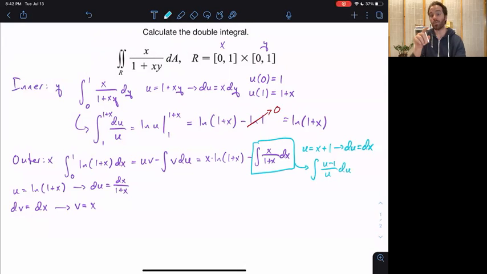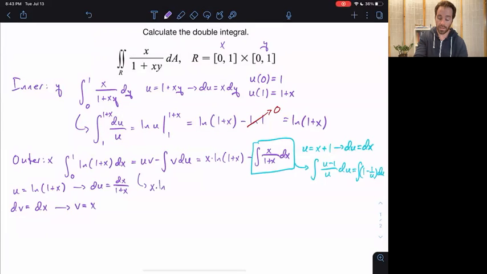Clever, huh? And now you get to separate it out because now you can just divide by the bottom. So then this is the integral of u over u, which is 1, minus 1 over u du. This is an integral that you do know how to evaluate. So this whole thing is going to be equal to x times ln of 1 plus x minus, and now I'm going to integrate that thing. It's going to be u minus ln of u.